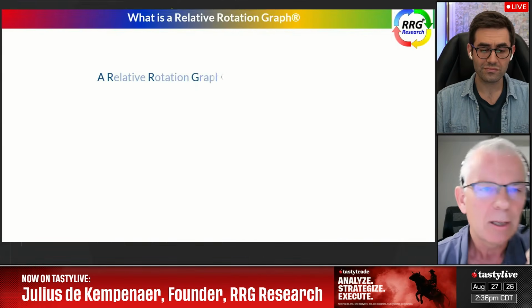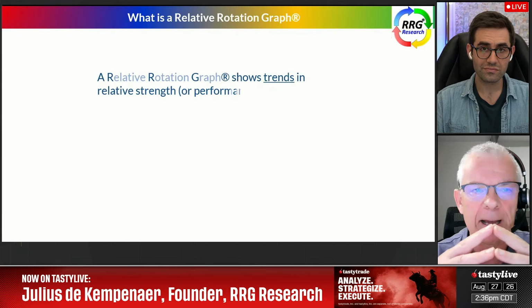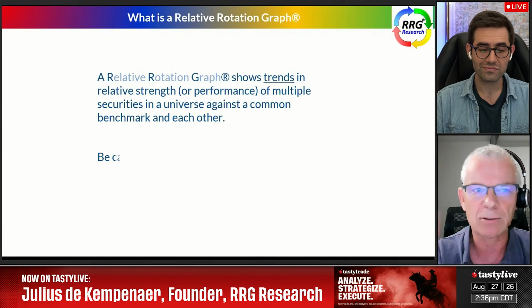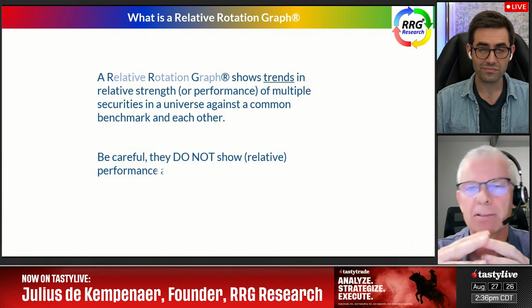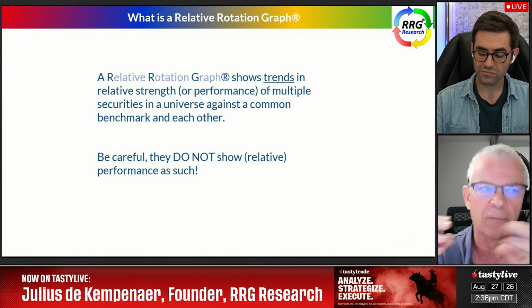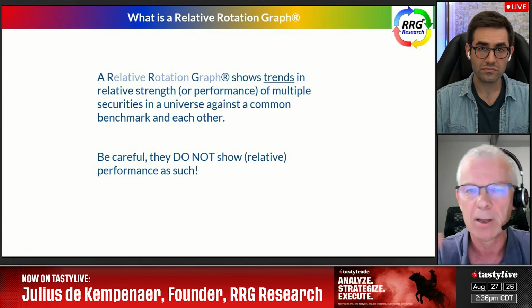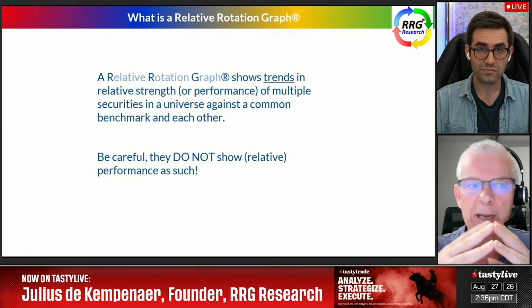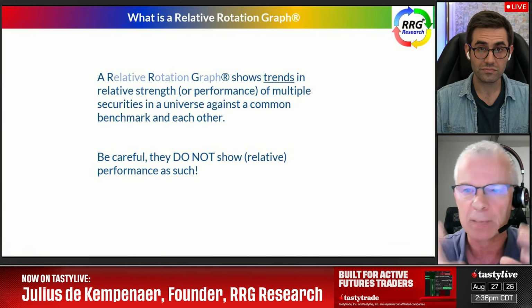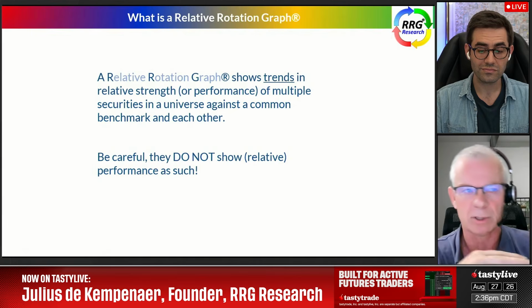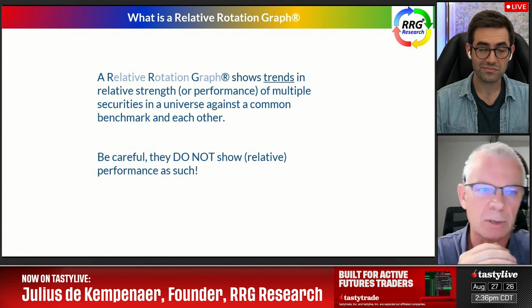If we look at a relative rotation graph, I think it's important to basically get the definition down. That graph shows you trends in relative strength, or trends in performance of multiple securities in a universe against a common benchmark. More importantly, also against each other. And that's quite unique, because normal relative strength charts, you cannot really compare them across a universe. With an RRG, you can actually do that.